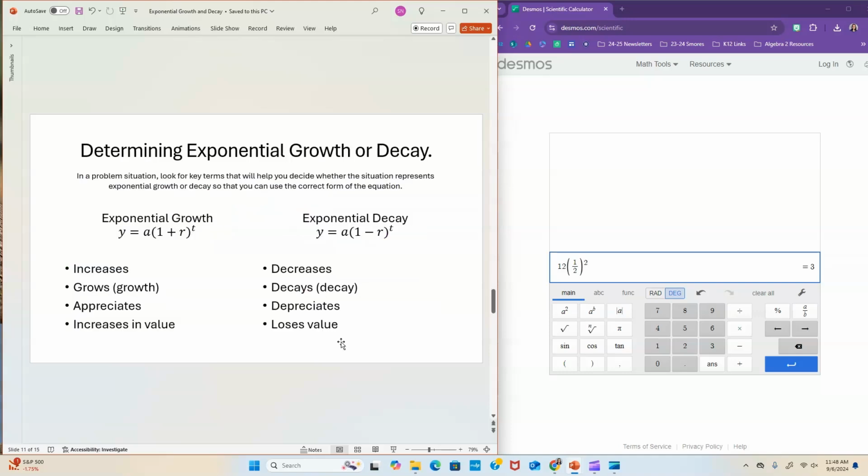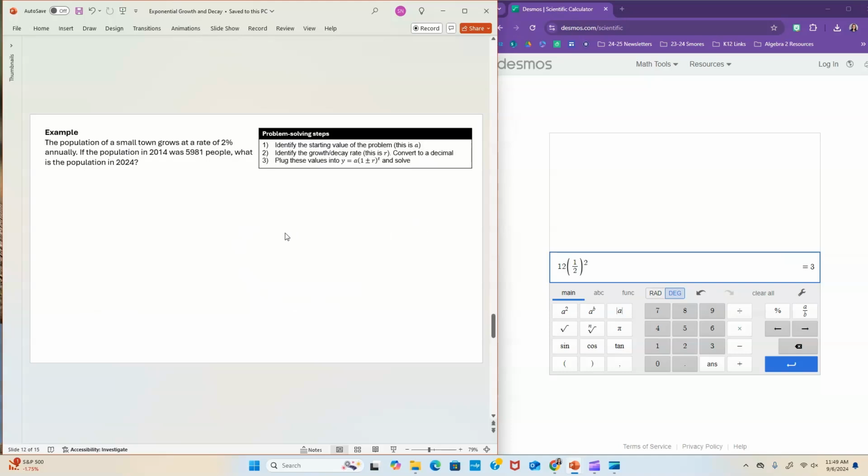So, how do you determine whether you have exponential growth or decay? When you're working on these problems, you'll have to read the problem carefully and figure out whether you need 1 plus r or 1 minus r. A good idea is to look for key words that'll tell you whether you have growth or decay. If you see increases, grows, appreciates, or increases in value, that's going to tell you growth, so you'll need 1 plus r. If you see decreases, decays, depreciates, or loses value, you're going to have to use 1 minus r because you'll have exponential decay.